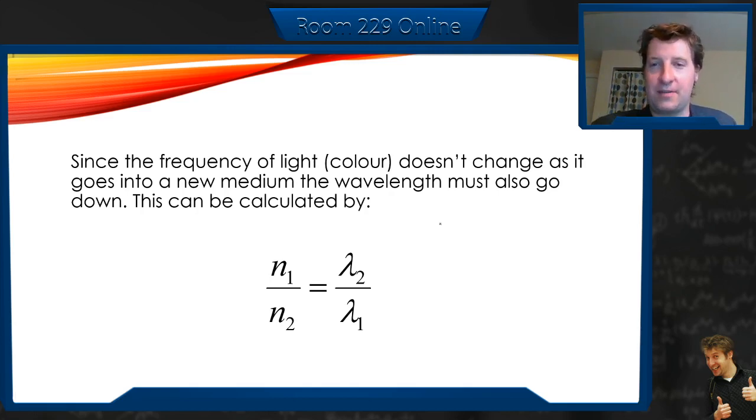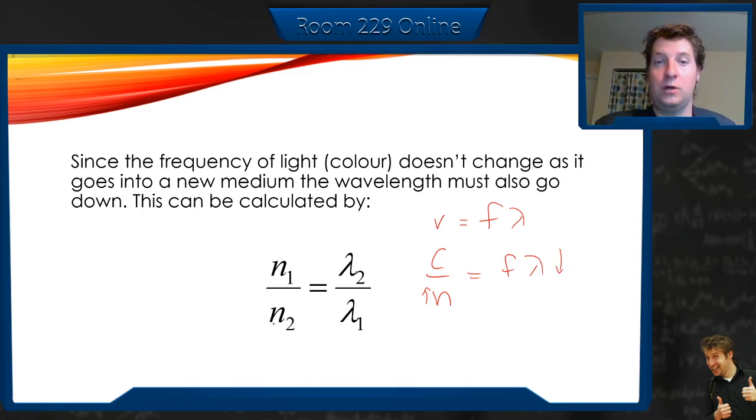So let's think about this mathematically quickly. Velocity is equal to f lambda. That's our universal wave equation. And using the equation that we just saw, v is equal to c over n, and that's also equal to f lambda. So if my n here increases, let's say I go to a new medium, that means my wavelength has to decrease.